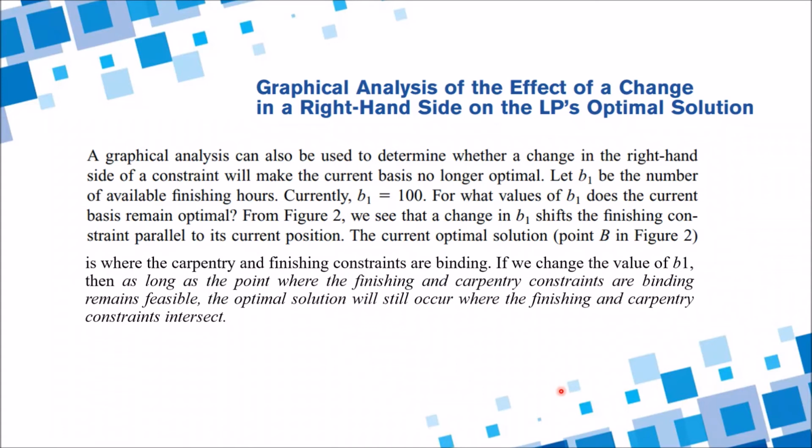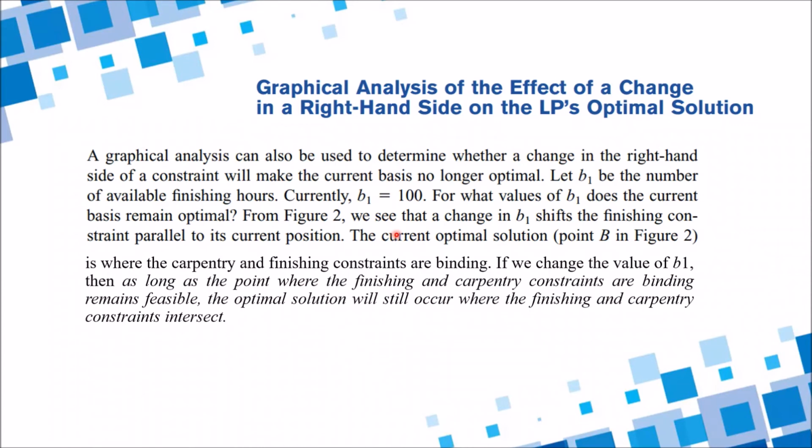So we assume here B1 is the number of available finishing hours. B1 in the example was 100 hours. So for what values of B1 does the current basis remain optimal? How far can we go with B1? How much can we reduce or increase the B1 value, which is the available finishing or working hours? Of course, every factory tries to reduce the working hours spent, which means reducing the money spent on workers. So how much can we cut in working hours while keeping our optimal profit or optimal solution?